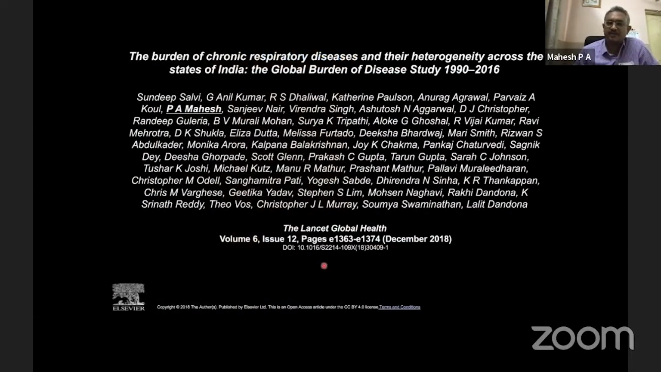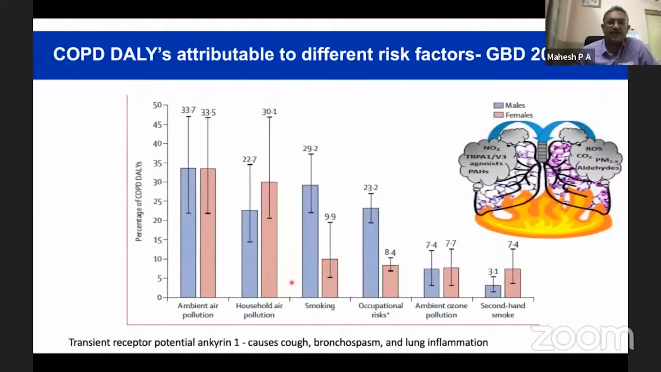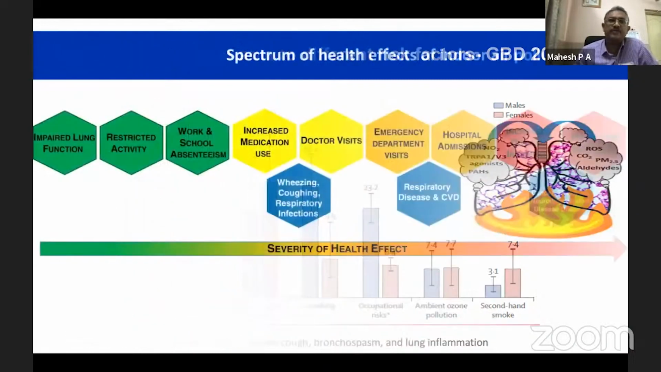This again looks at the burden of the chronic respiratory diseases. You'll find that household air pollution, both in men and women, is right there along with smoking and ambient air pollution in causing COPD. Now, especially the NO2, the TRAP, the PAH, these are critical. And the TRAP is known to cause cough, bronchospasm, and lung inflammation, especially neutrophilic inflammation.